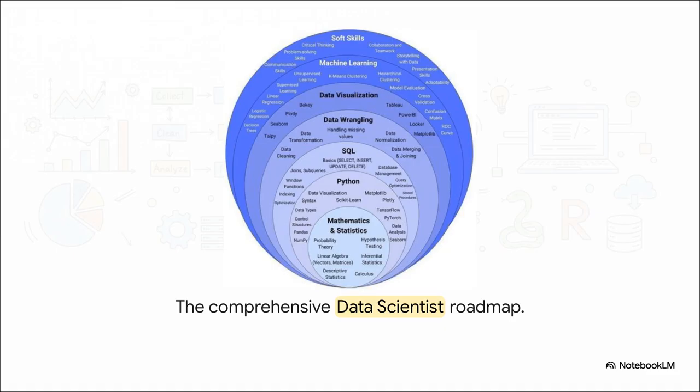Then you build outward into programming with Python and SQL. After that, you're expanding into data wrangling, then pushing further out into complex machine learning concepts. And finally, on the very outer ring, you've got the soft skills. Because at the end of the day, critical thinking and storytelling are just as important as the code itself.